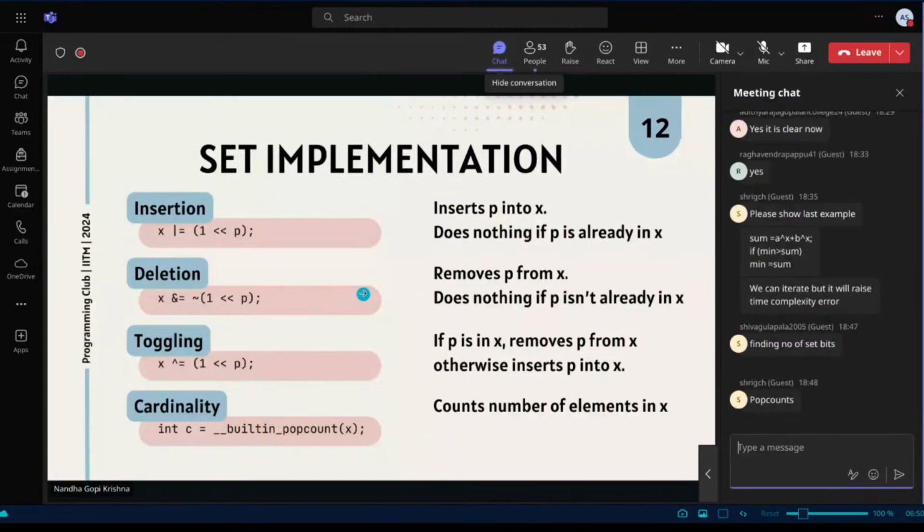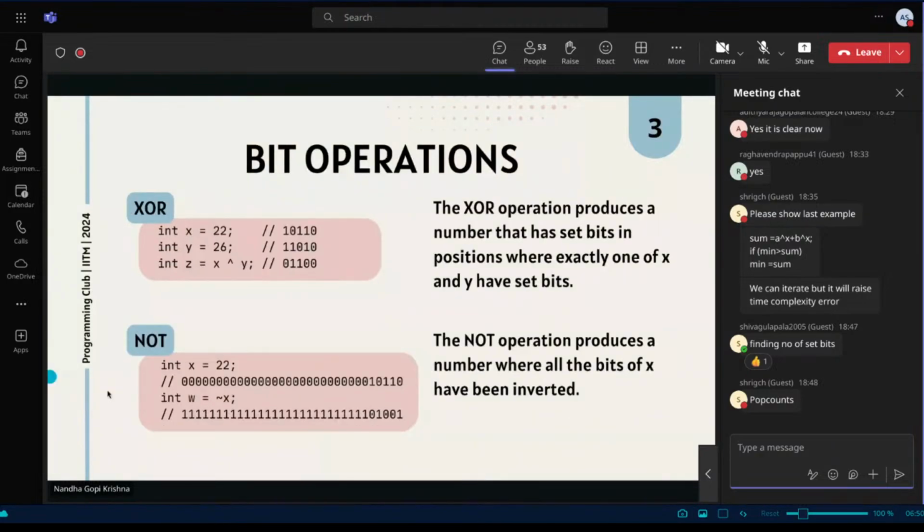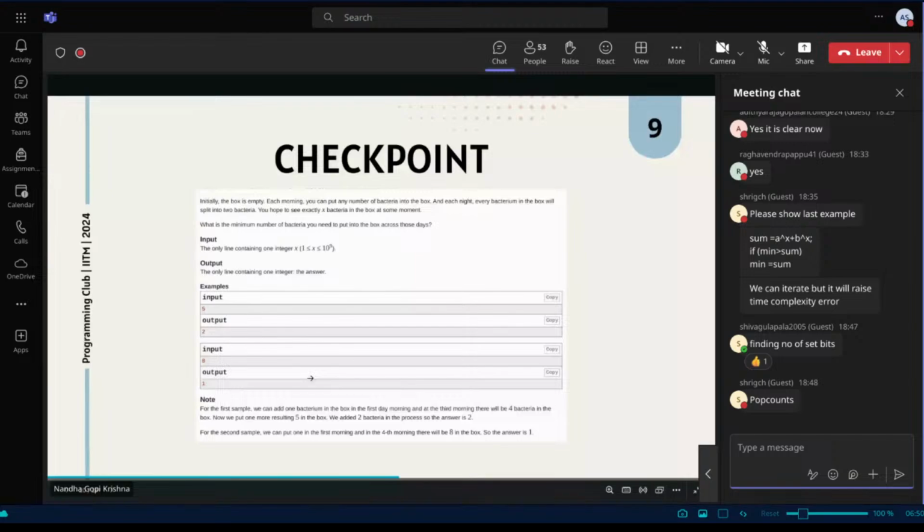Now how do we delete? This is an interesting operation. In an STL set you might have done dot erase and passed in the key. Over here we want to unset the pth bit. So how do we do that? You might remember the NOT operation, which inverts every bit in the number, and this is exactly what we want.